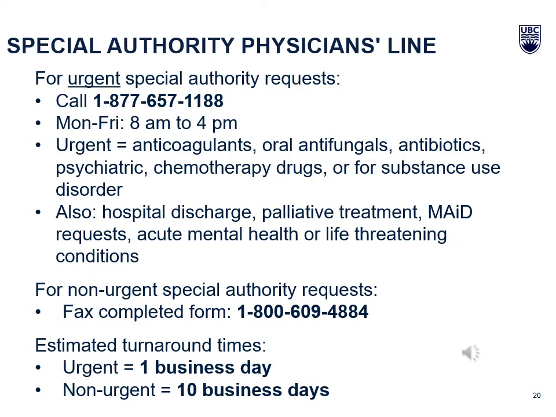If you have an urgent special authority request, you can call the Special Authority Physician's Line. The number is listed here. It's open Monday through Friday from 8 a.m. to 4 p.m. Urgent requests can be for either urgently needed medications or for urgent situations. Urgent medications include anticoagulants, oral antifungals, antibiotics, psychiatric medications, chemotherapy drugs, or drugs used for substance use disorder. Urgent situations include hospital discharge, palliative treatment, MAID requests, acute mental health, or life-threatening conditions.